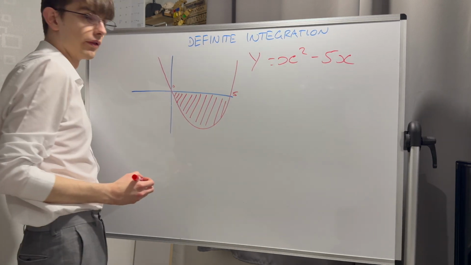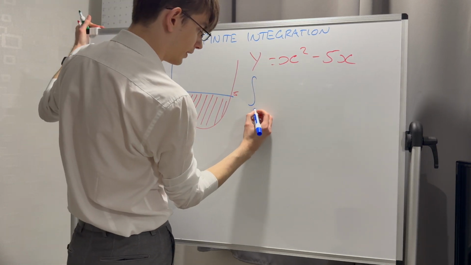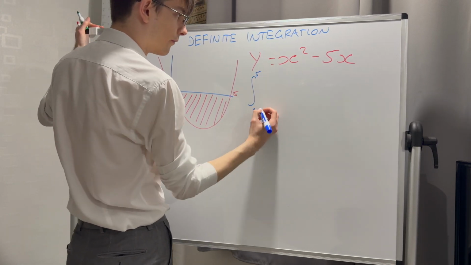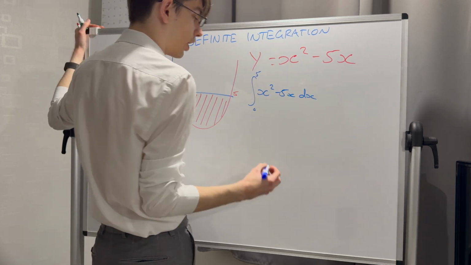My boundaries are 0 and 5. So I'm going to have an integral between 0 and 5 of x squared minus 5x dx. So let's integrate that.